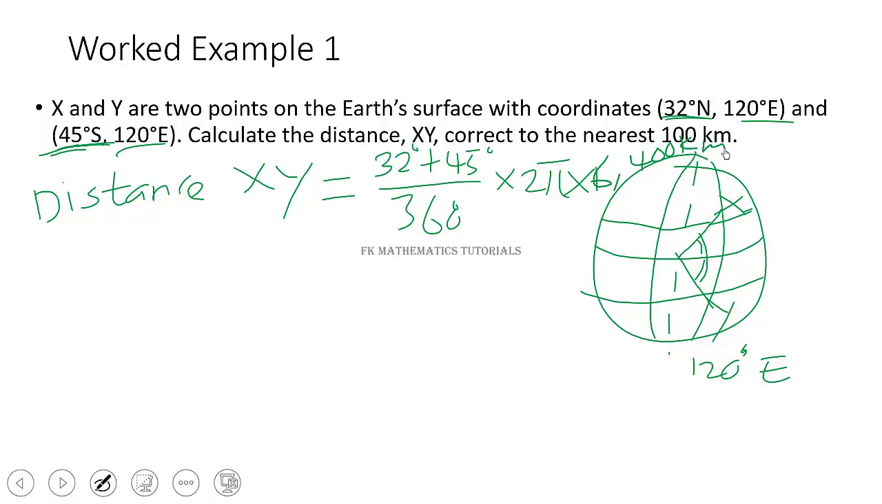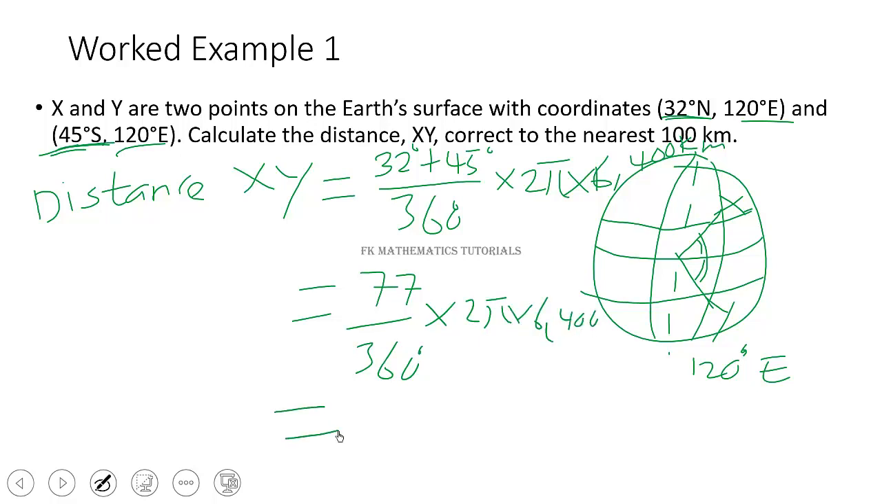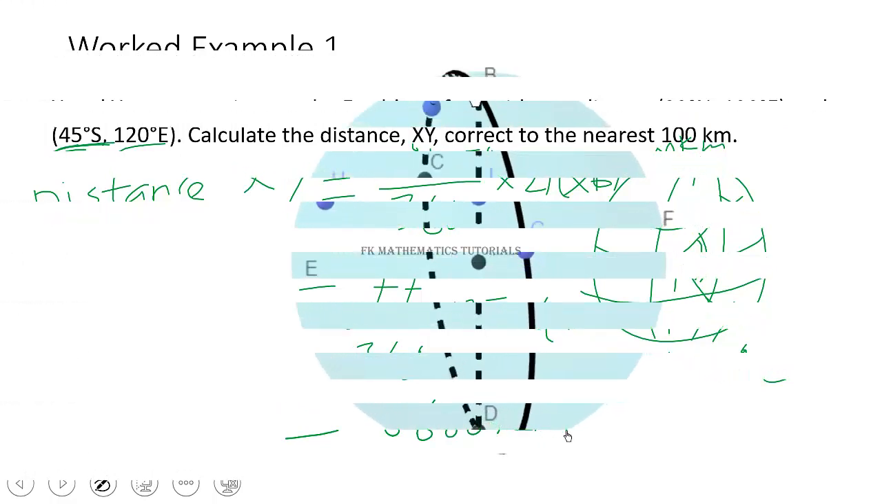When we evaluate this, substituting the value of pi, we get 77 over 360 degrees times 2 pi r, and this will give us 8,600 kilometers to the nearest 100. When we evaluate that, that's what we'll get.